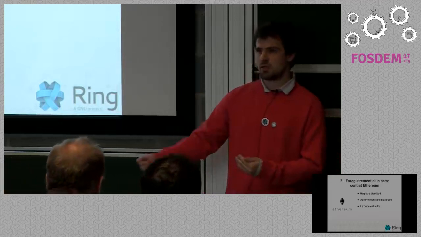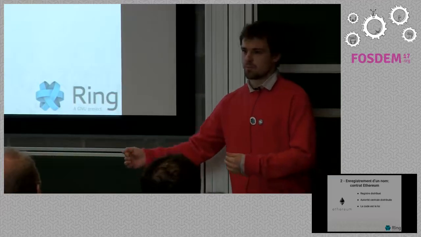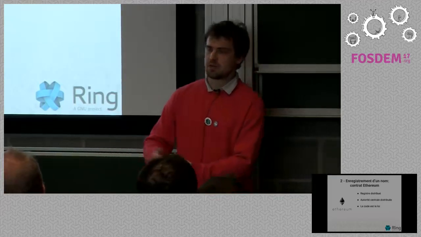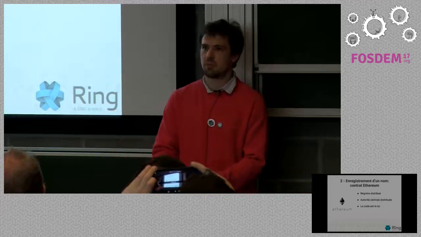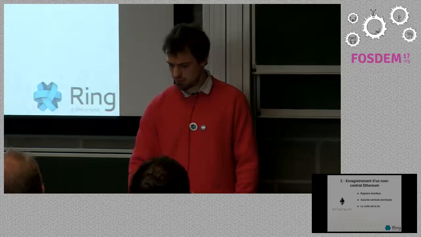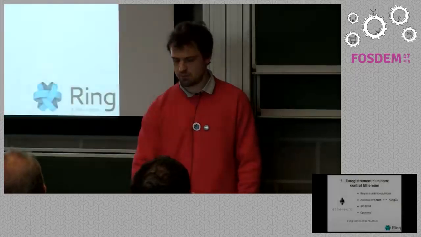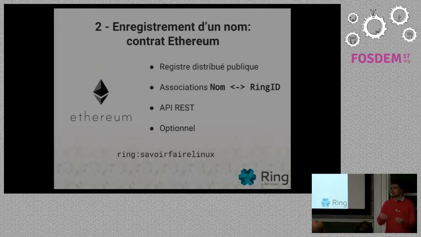So it's a free, instantaneous operation on the blockchain. And you will get the Ring ID corresponding to this username, and then use this Ring ID just as you would use an IP address that you resolve from a DNS address online. So the Ethereum registry is basically just a name, Ring ID, so it's a key pairs registry.